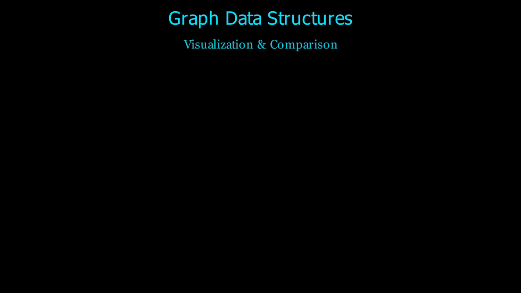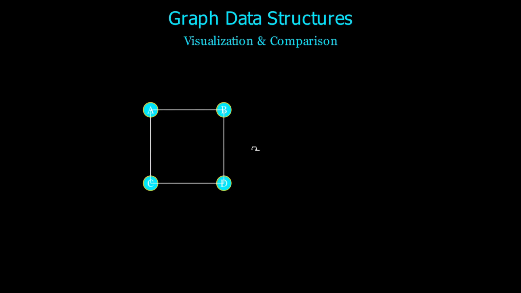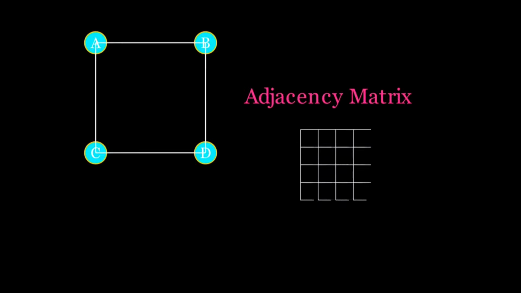So a graph consists of nodes and edges. But how do we store a graph in memory? Well, we have two common ways, the adjacency matrix and adjacency list. First, we have the adjacency matrix representation. This is a two-dimensional array where rows and columns represent the vertices. Each cell contains a value indicating whether an edge exists between two vertices, and in the case of weighted graphs, the weight of that edge.